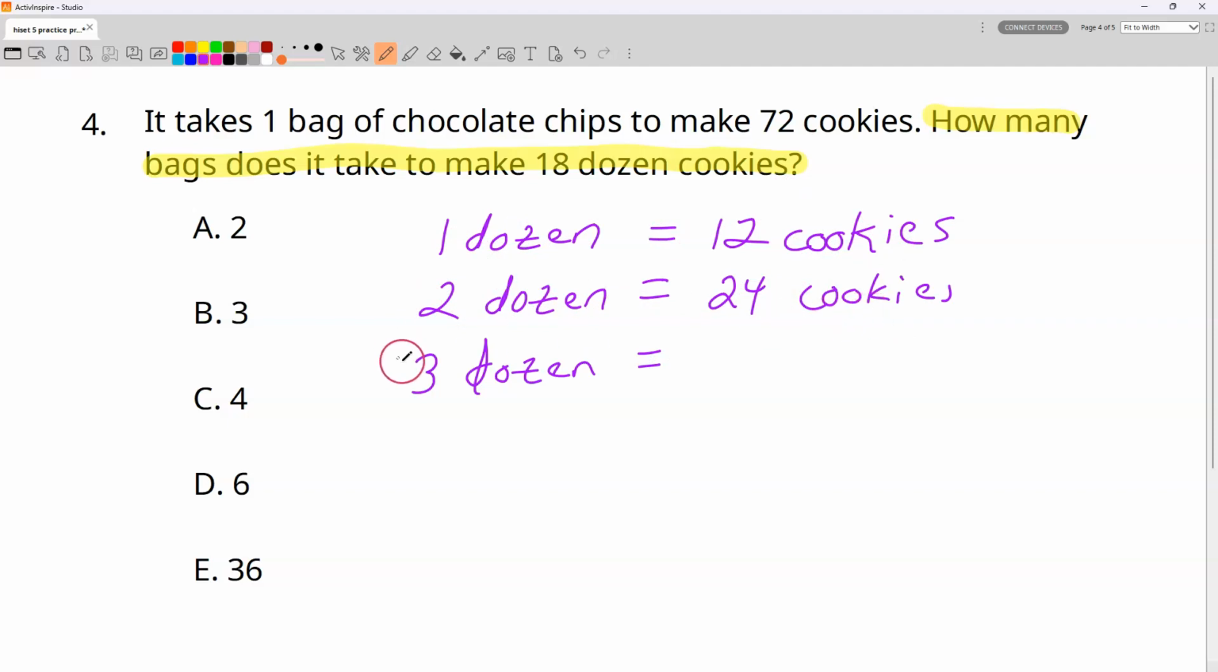2 dozen is 24 cookies. So what would 3 dozen be? Just keep adding 12 each time. So that would be 24, 36. Well, you can keep going until you get to 18. That's going to take a while. Hopefully you can see the pattern. Based on this pattern here, I took this out to 18 dozen, because that's what it's asking for. What do you think 18 dozen would be? You pause the video and see if you can figure that out.